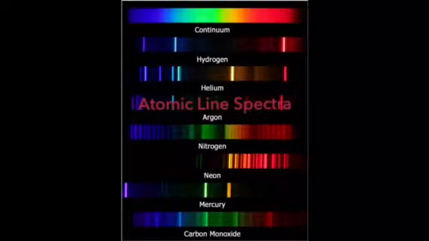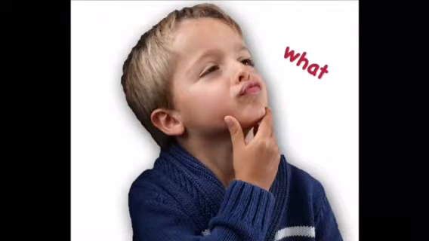Okay, so you might be asking yourself, what is the atomic line spectra? And the book defines this as the emission or absorption of light only at discrete wavelengths. Now this is a pretty vague definition in my opinion, so let's break it down.